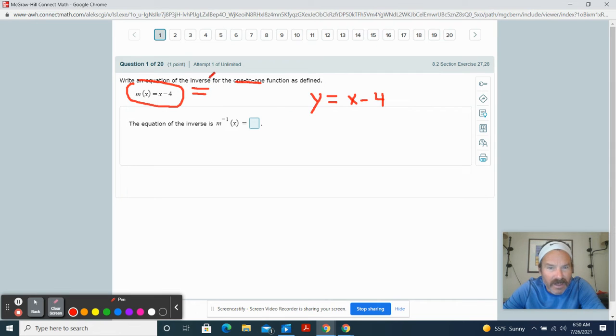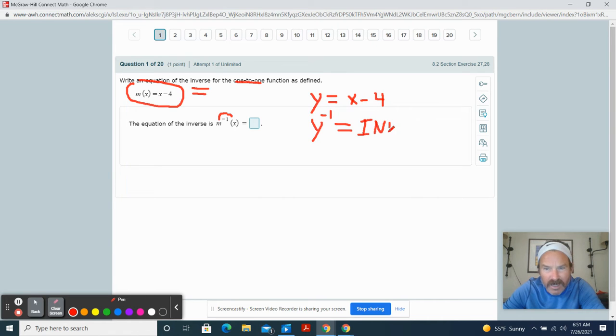The way to write the inverse is using this little -1, which looks like an exponent, but it's just notation for the inverse. We don't write out the word inverse. We write this little -1 above the variable, like it is an exponent. Like for the inverse of y, the inverse would be y raised to the -1 power. That's just a notation for the inverse.